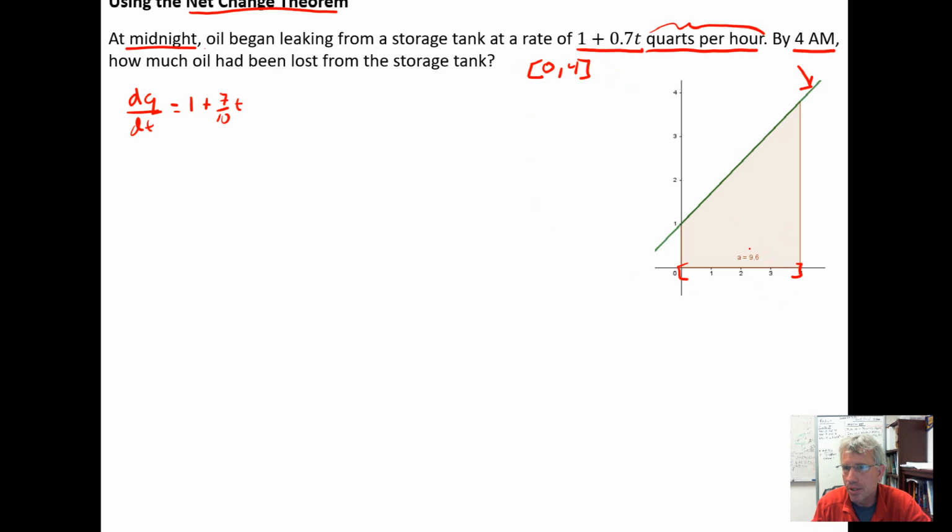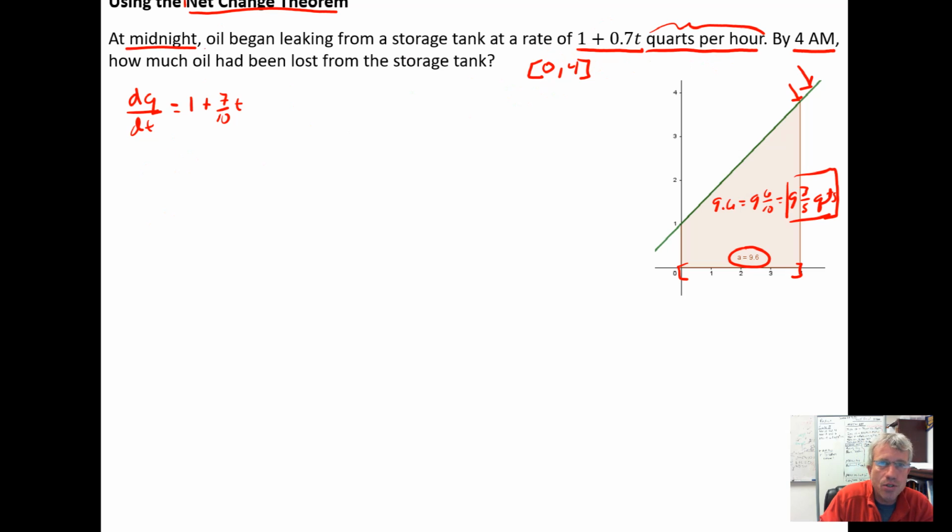And I pre-calculated this in GeoGebra. GeoGebra told me the area under the curve, which represents the total oil that leaked, because the curve itself is the rate of change of the oil leak. It says 9.6, which is the same as 9 6/10, which is the same as 9 3/5 quarts. So when I work this through using calculus, I should get 9 3/5 quarts as the volume of oil that leaked from the tank over the time interval from 0 to 4, or midnight to 4 a.m.